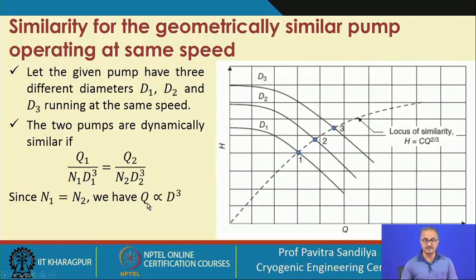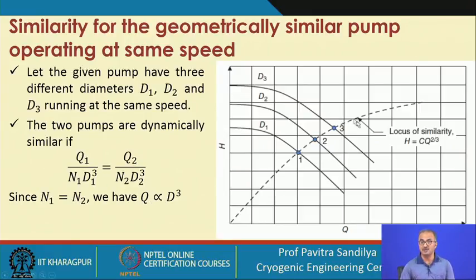So, we find that the capacity varies with the cube of the diameter. That means, if we are doubling the diameter of the impeller, then we find that the capacity will increase 8 times. If we are halving the diameter, then the capacity will come down by 8 times, that is, it will become 1/8 of the original one. So, this is how we shall be able to relate.